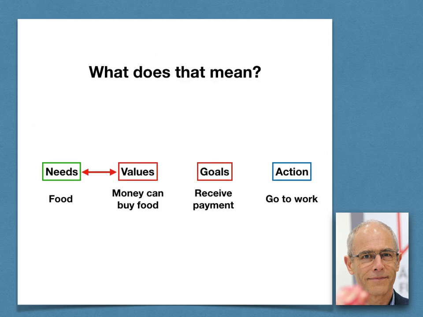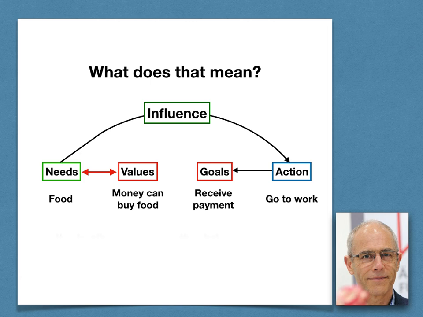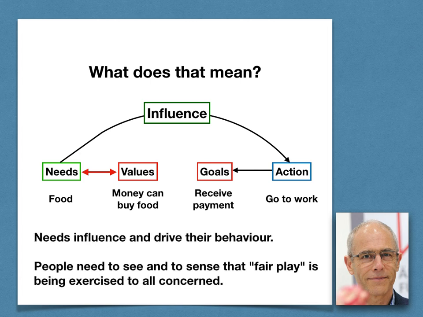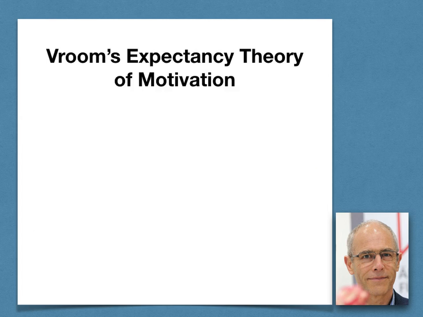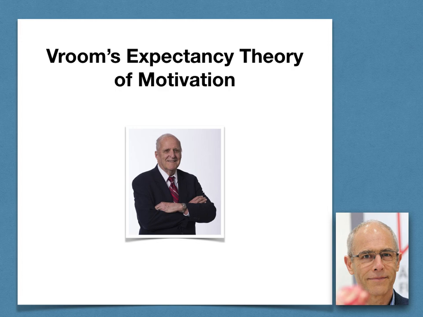Using our basic motivation model from the introductory video, put simply, this is all about how people's needs influence and drive their behavior. However, people need to see what is in it for them, and they need a sense of fair play being exercised to all concerned. I'm now going to explain the first process motivation theory in our series, Vroom's expectancy theory. So let's move into the theory and its application.